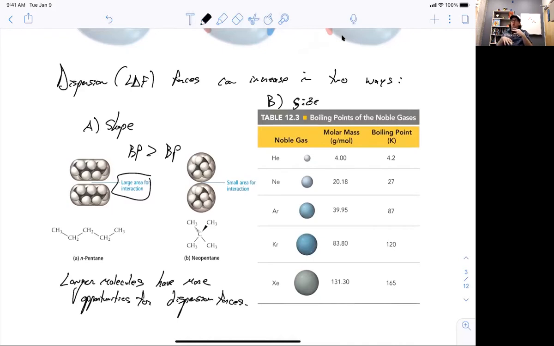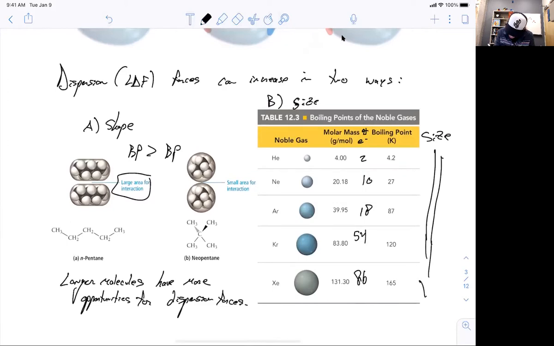But now, when we think about size, helium only has 2 electrons, neon has 10, argon has 18, krypton has 36, xenon has 54. And we're seeing the molar mass goes up, which means also the number of electrons goes up. Also, size increases this way.